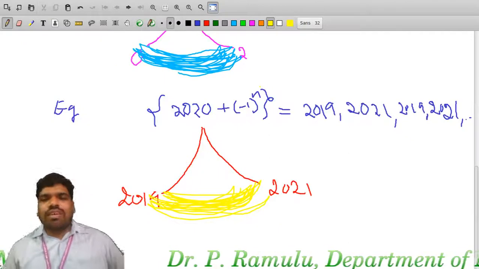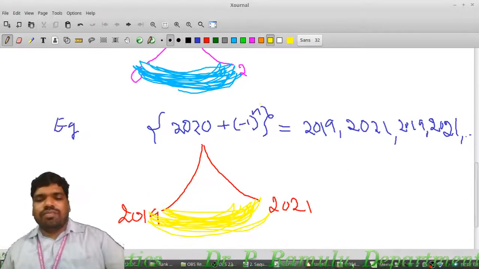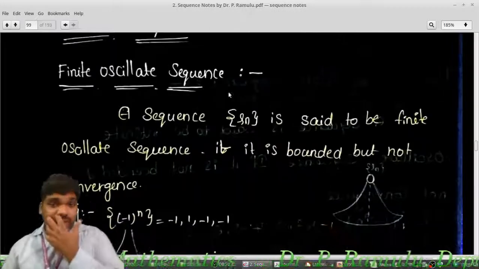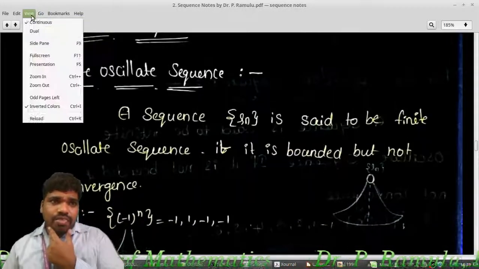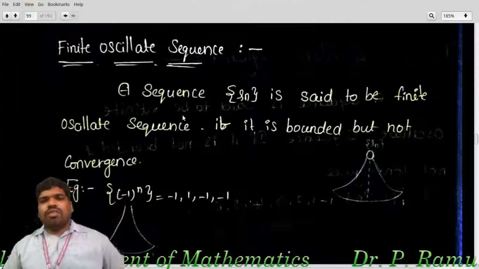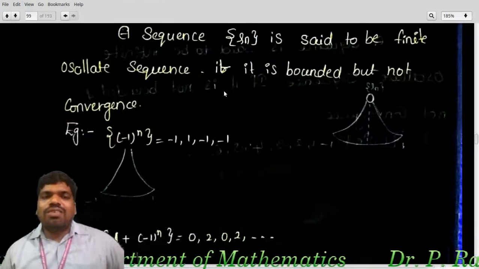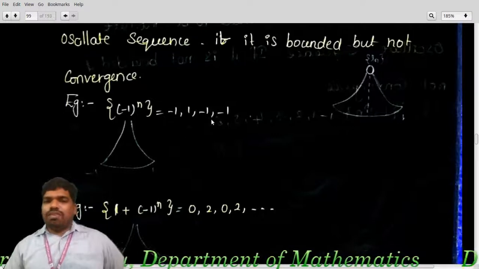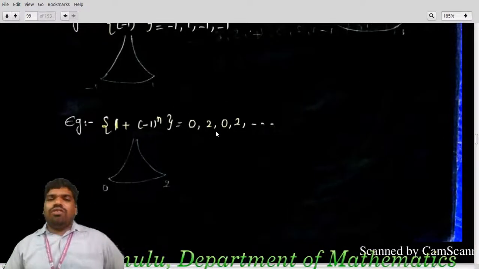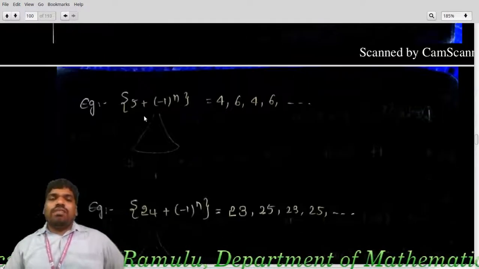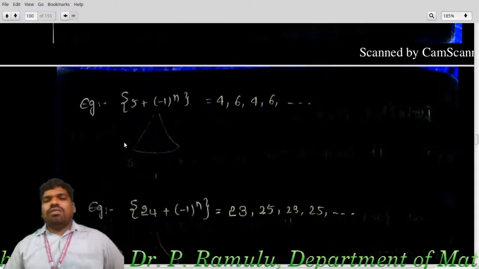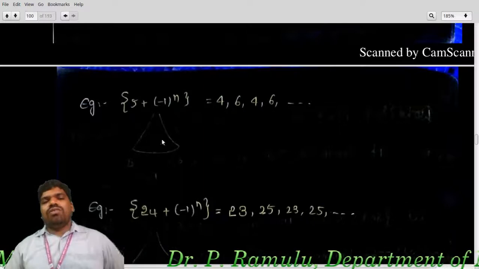You can do this kind of example in another way. We will discuss here. A sequence Sn is said to be a finite oscillate sequence if it is bounded but does not converge. So for example, take minus 1 to the power n: minus 1, 1, minus 1, 1. If I take this, 1 plus minus 1 to the power n, gives 0, 2, 0, 2. If I take 5 plus minus 1 to the power n, it gives 4, 6, 4, 6, 4, 6, going like this.